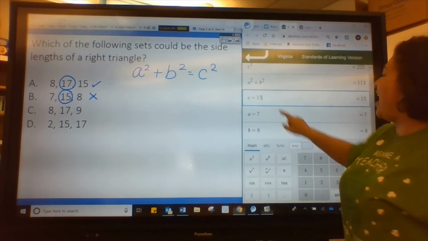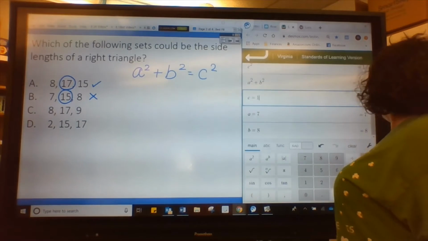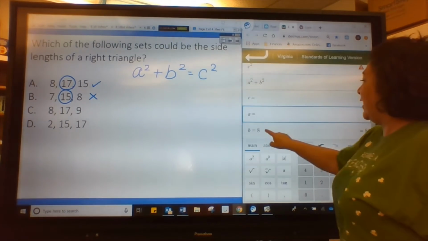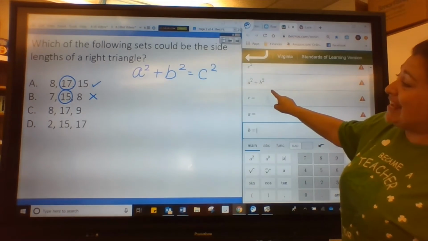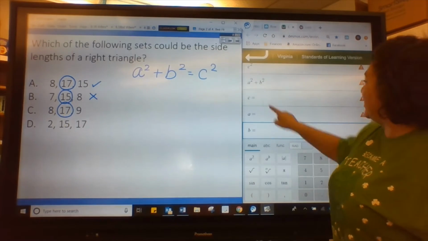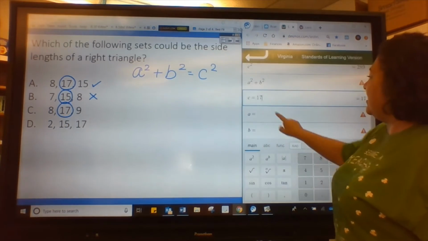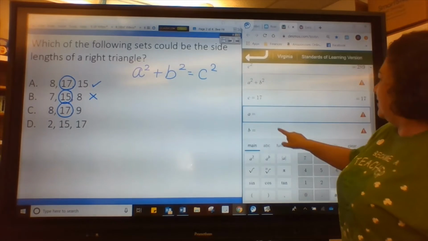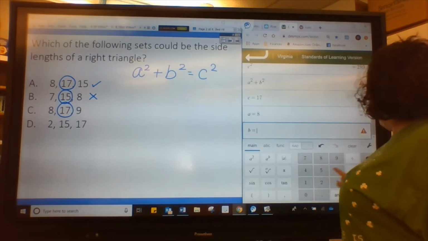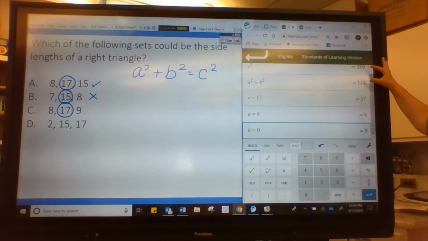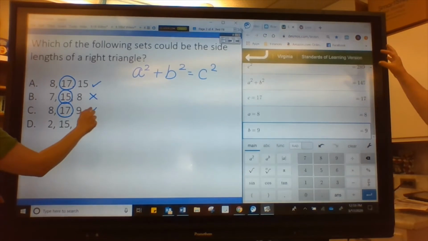So how about we try the next one? Sure. Okay, let me erase everything. All right, what's C? What's the longest side? 17. So we're going to put in 17 there. And then what are the 2 sides? 8 and 9. So there's an 8 and there's a 9. And again, it does not work. So we know that that's not going to work.